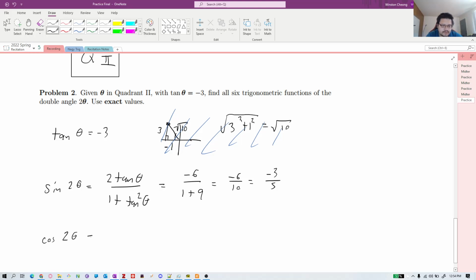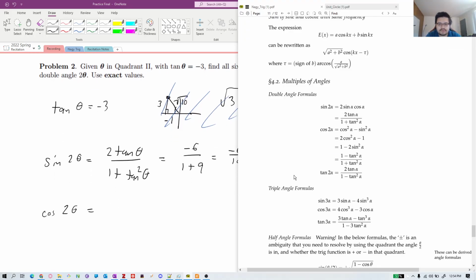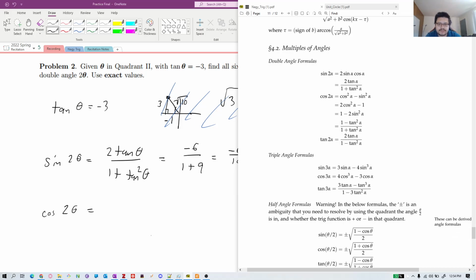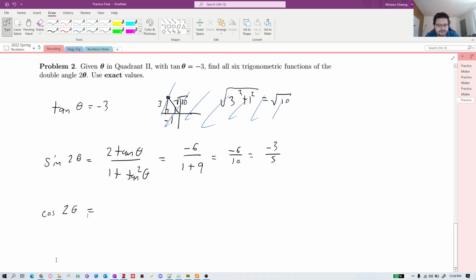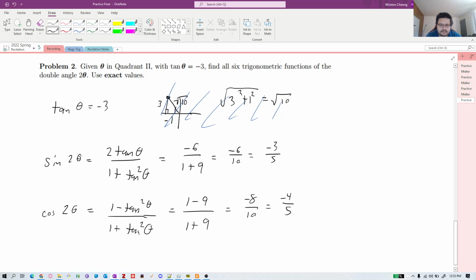Cosine of 2 theta we also want. So that is going to be 1 minus tan squared over 1 plus tan squared. Okay. 1 minus tan squared theta over 1 plus tan squared theta. 1 minus negative 3 squared, so that's the squaring negative 3 gives us 9. We still have the negative from this subtraction. And then 1 plus 9, so we get negative 8 over 10, so we get negative 4 over 5.